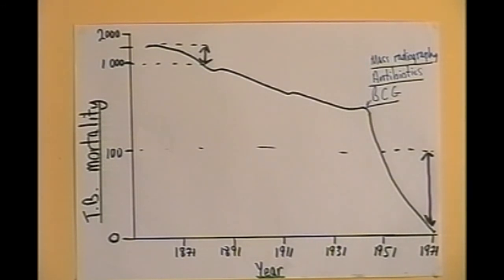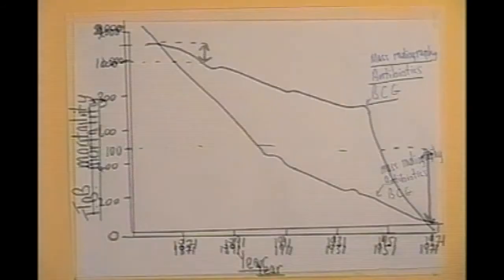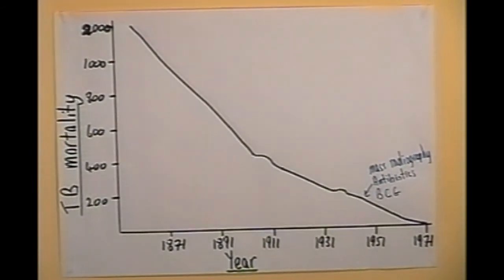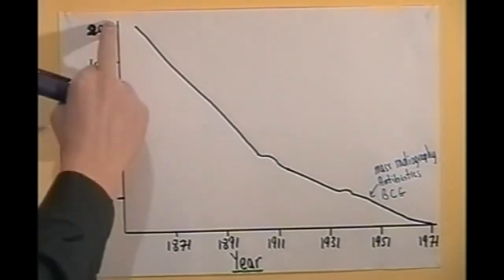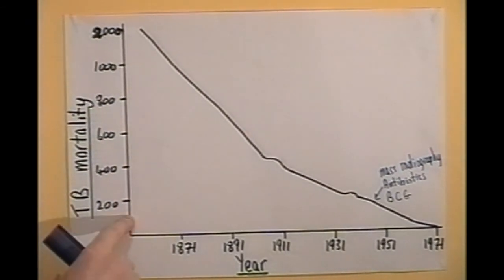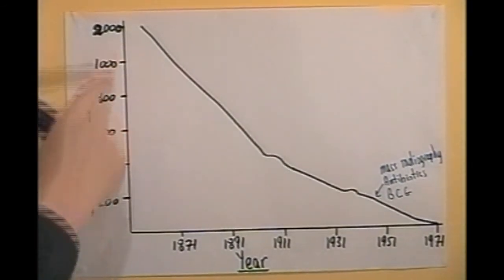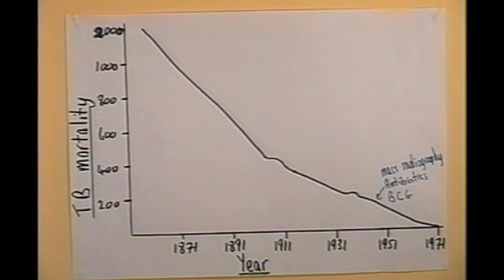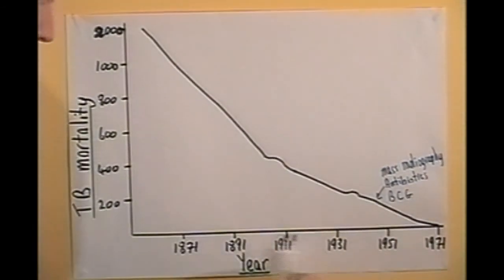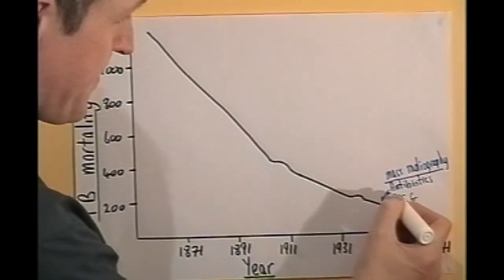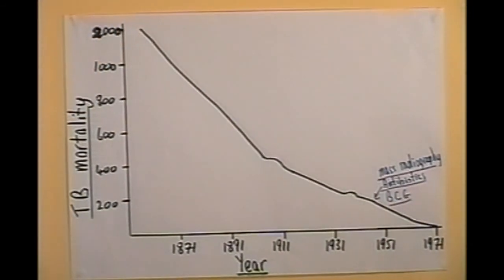Let's look at another graph now, drawn on a linear scale, and we'll see what the real position actually was. Now this graph actually shows exactly the same information. TB mortality here, between 0, 100, 200, 600, 1,000 and 2,000, but this time it's a linear scale. And again this shows the same years along this axis here, and here at the same time, 1951 or so, we introduced mass radiography, antibiotics, and we introduced BCG.